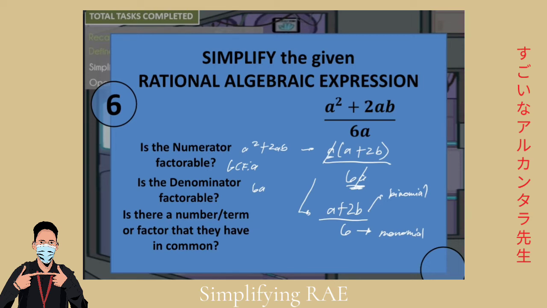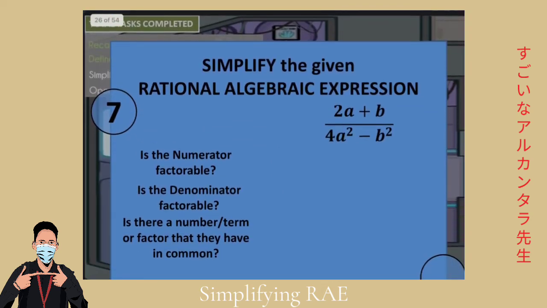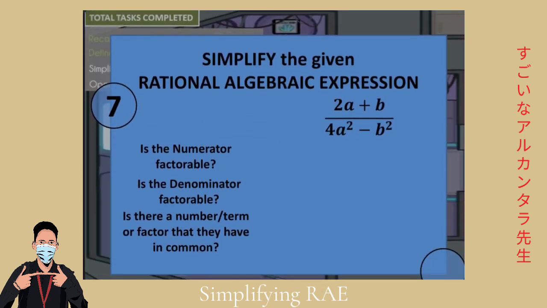Let's head to that. Here we go. And speaking of binomials, here they go. The 2a plus b is not factorable, so let's just write it as it is, while 4a squared minus b squared is not factorable by GCF. Instead, this is factorable by difference of two squares.